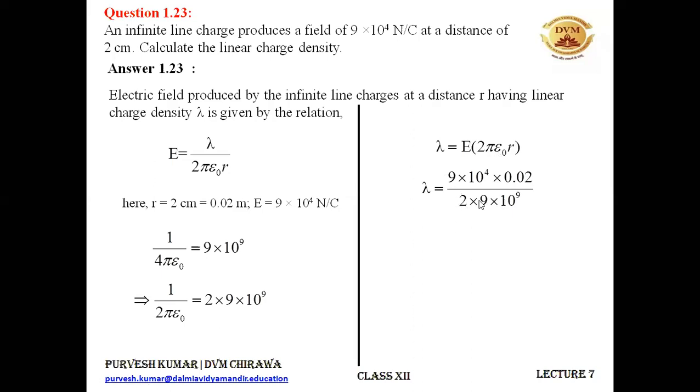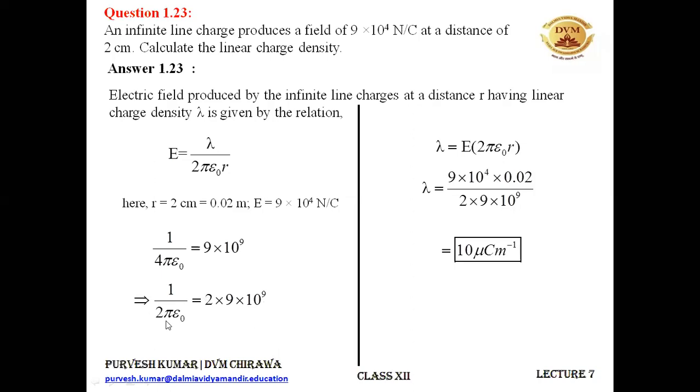When you solve it out, this 9 gets cancelled out with this 9, and this 2 gets cancelled out with this 2. So you are left with 10 microcoulomb per meter. So this is the linear charge density of this infinite line charge, which has a field of 9 into 10 to the power 4 Newton per Coulomb at a distance of 2 centimeters from it. I am telling you again, the value of 2 pi epsilon naught is 1 upon 2 multiplied by 9 multiplied by 10 to the power 9.